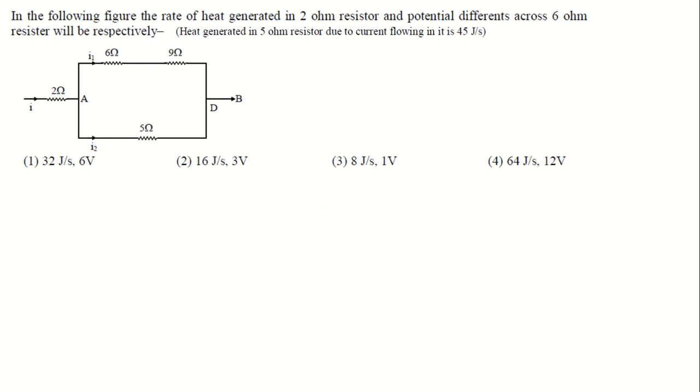So another question from electrical power. In the figure, we have to find the rate of heat generated in the 2 ohm resistor, and the potential difference across the 6 ohm resistor. Heat generated in the 5 ohm resistor due to current flowing in it is 45 joules per second. So that is the question.